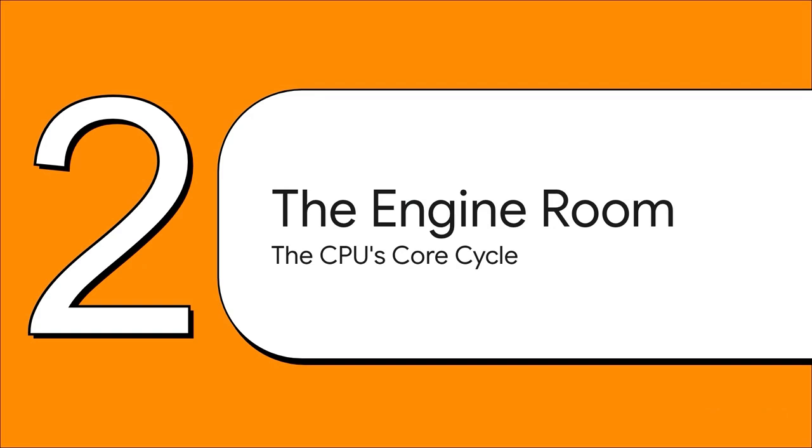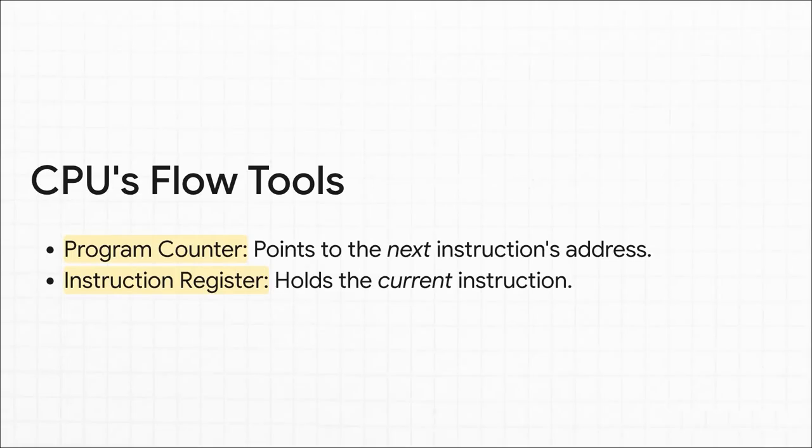Okay, so let's head down to the engine room and see how the CPU actually juggles all these instructions. I mean, how does it keep track of where it is in the recipe? Well, the CPU uses 2 incredibly important little tools to manage the flow. The first one is called the program counter. You can think of it as the CPU's bookmark. It always points to the memory address of the very next instruction it needs to grab. And the second tool is the instruction register, which is kind of like a temporary clipboard. It holds on to the current instruction while the CPU is working on it.